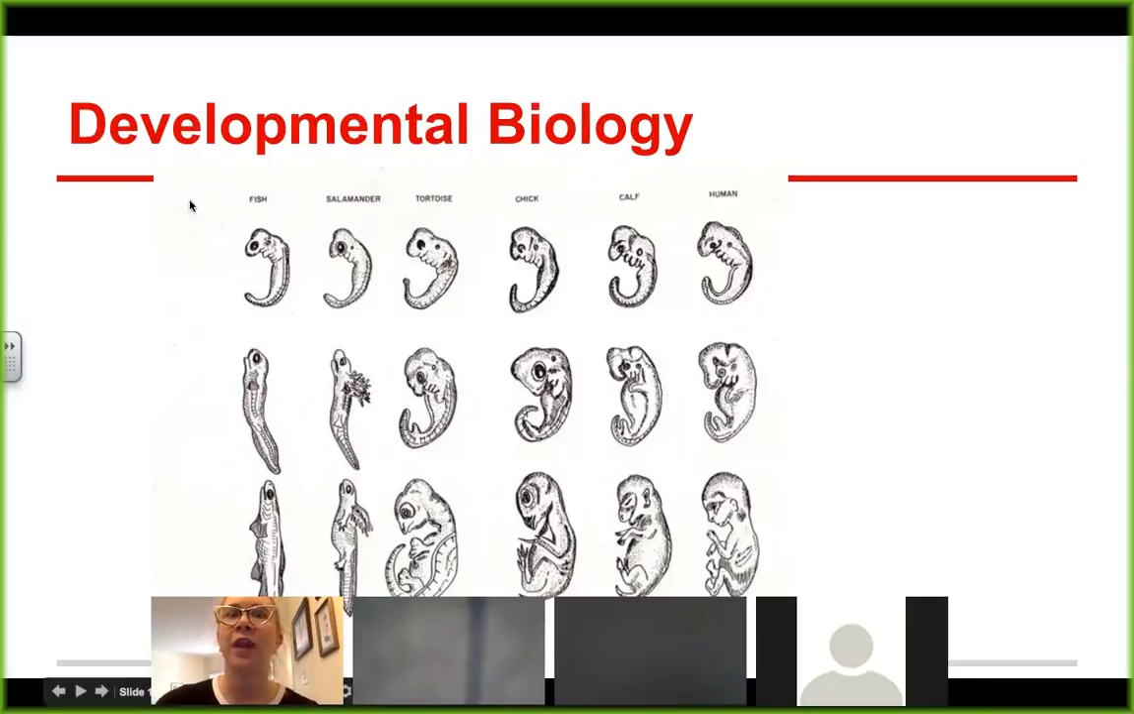Embryos look the same in the early stages of development between a fish, a salamander, a tortoise, a chicken, a cow, and a human, right? They look almost identical. For example, you wouldn't really be able to tell the difference between a human and a calf in this early stage of development. As they develop more, obviously towards the end, we start seeing human characteristics versus chicken and calf characteristics.